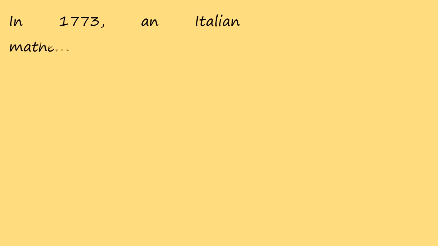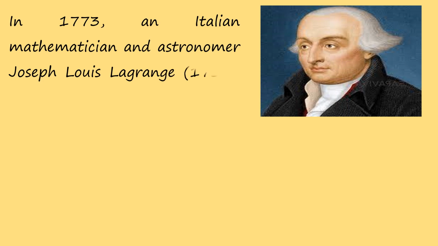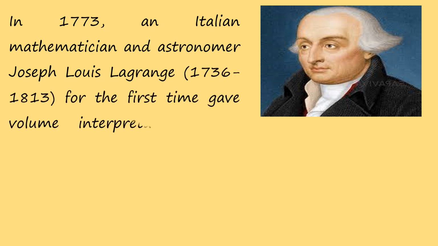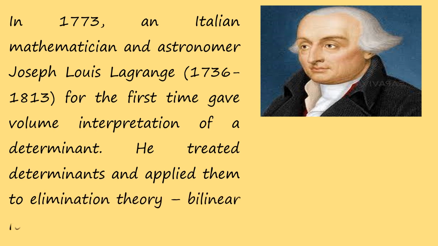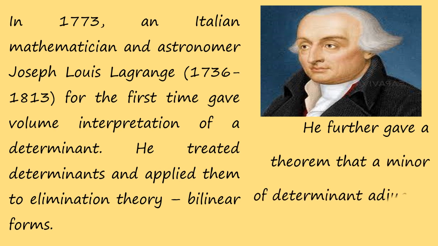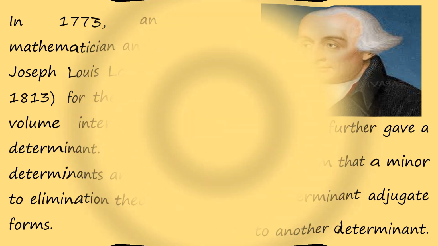In 1773, an Italian mathematician and astronomer, Joseph Lagrange, for the first time gave a volume interpretation of a determinant. He treated determinants and applied them to elimination theory, which is the bilinear forms. He further gave a theorem that a minor of a determinant is adjugate to another determinant.